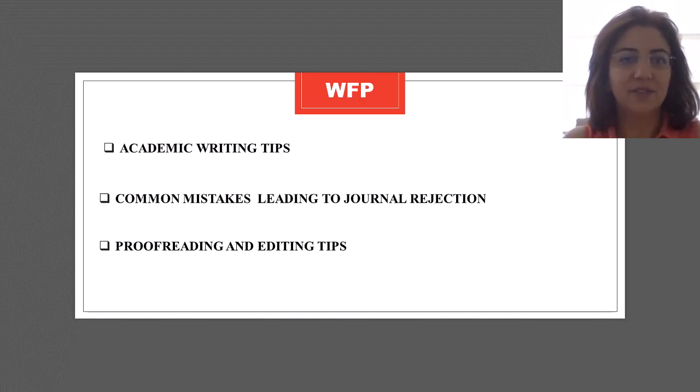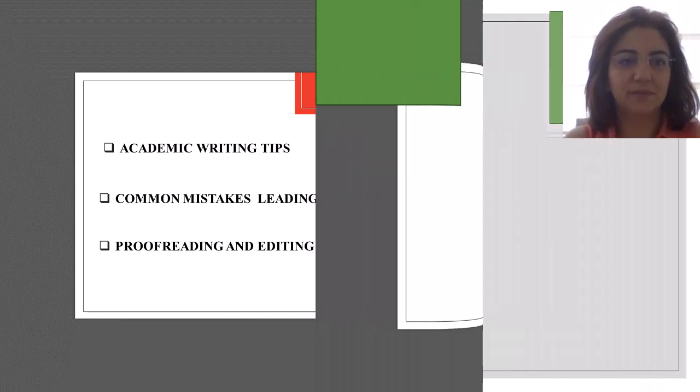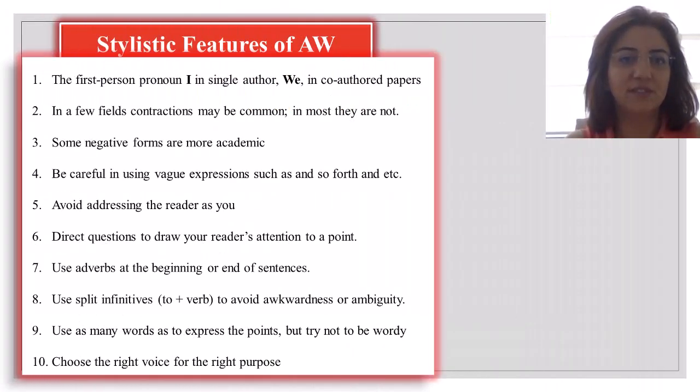The headings that will be covered in this section include academic writing tips, common mistakes leading to journal rejection, and proofreading and editing tips. Here are some issues to consider in academic writing style, which are not rules to follow, but rather choices that can be made.